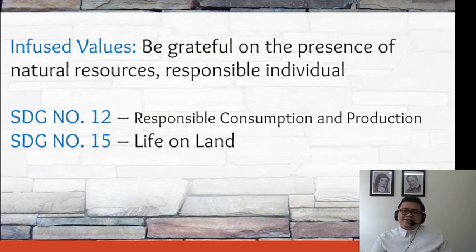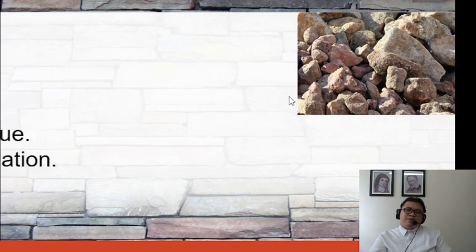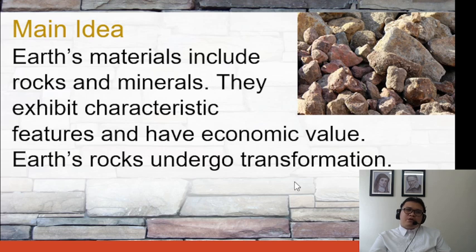So let us go back to the question that we had a while ago. What is a rock? When you speak of rock, of course, we can see them everywhere, right? And the main idea of this discussion is that Earth's materials include rocks and minerals, and that they exhibit characteristic features and have economic value. And Earth's rocks undergo different transformations depending on these situations. So we will be discovering them for this lesson.